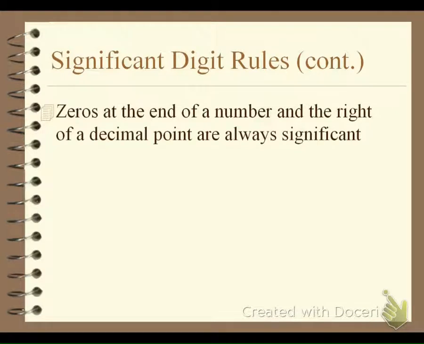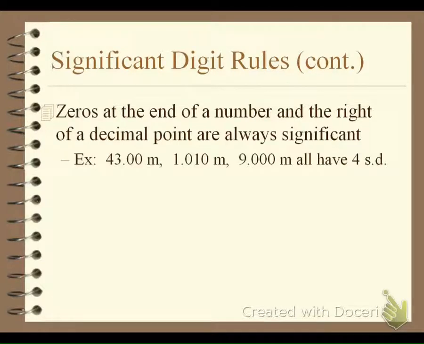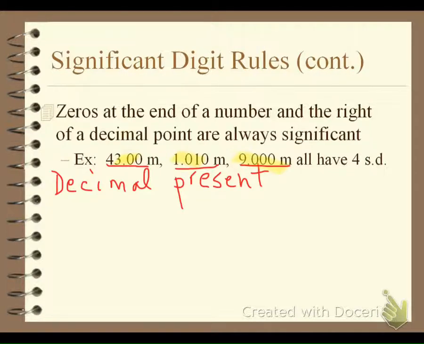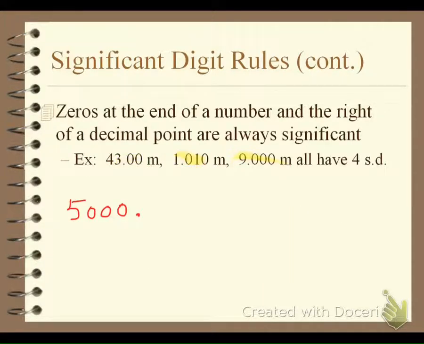Our next rule deals with zeros at the end of a number if we have a decimal present. Each of these, 43.00, 1.01, in each case there is a decimal present, and so once I have a non-zero number, everything that follows is significant. These all have 4. 300. meters, there is a decimal present, so I have 3 significant digits. 5,000. the decimal is present, I have 4 significant digits.